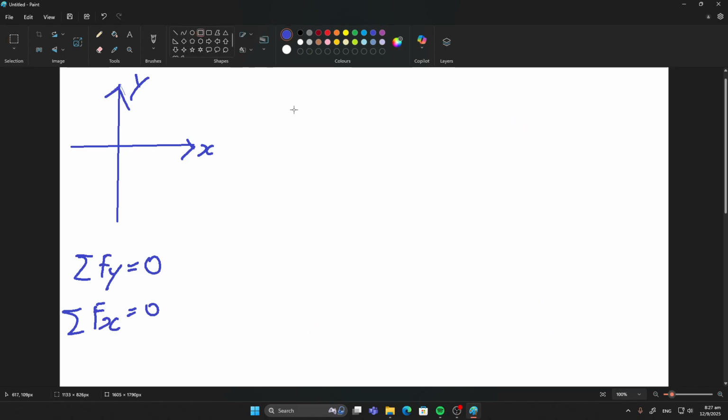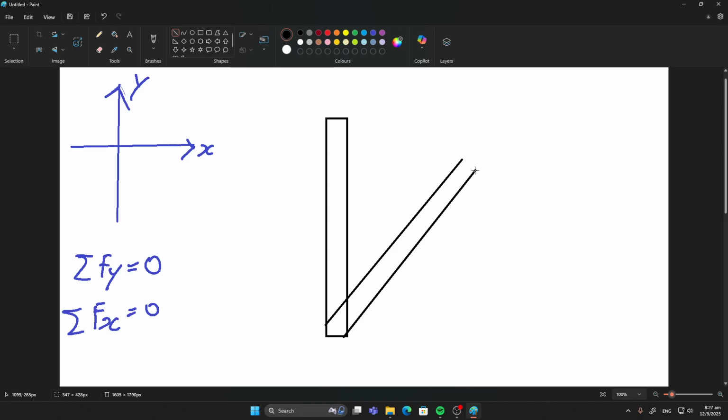Alright, another example for case 1. Now I am going to draw a slanted bar. Same thing, my reference point, my pin or joint, is over here. I'm going to label this bar A and bar B. Now I'm going to assume that my A is in tension and my B is also in tension. Same thing, summation of Fy.